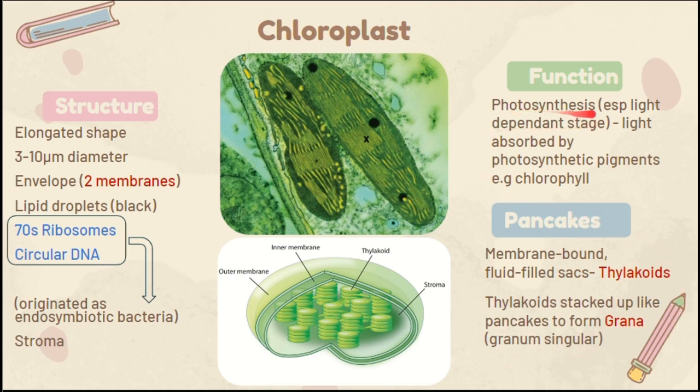The function of the chloroplast is to carry out photosynthesis. The first stage of photosynthesis involves photosynthetic pigments, such as chlorophyll, found in the chloroplast, absorbing light energy.